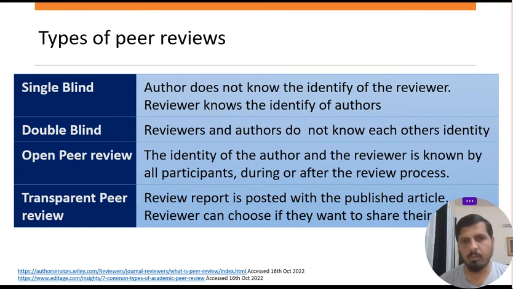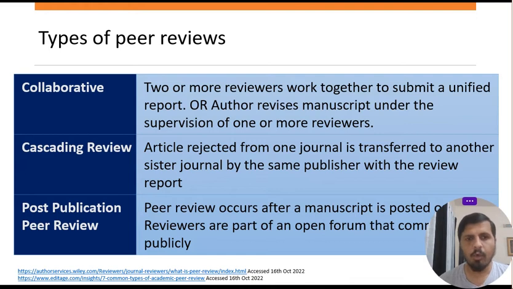An open peer review is the one in which the identity of the author and the reviewer is known by all participants, either at the time of submission, during, or at the completion of the review process. And a transparent peer review is sort of a next form of this open peer review, in which the review report generated by the peer reviewer or the expert is actually posted along with the published article in the final form. Now the reviewer can actually choose whether they want their name to be displayed along with the review report or not, but in a transparent peer review journal, the report will be published along with the final form of the article.